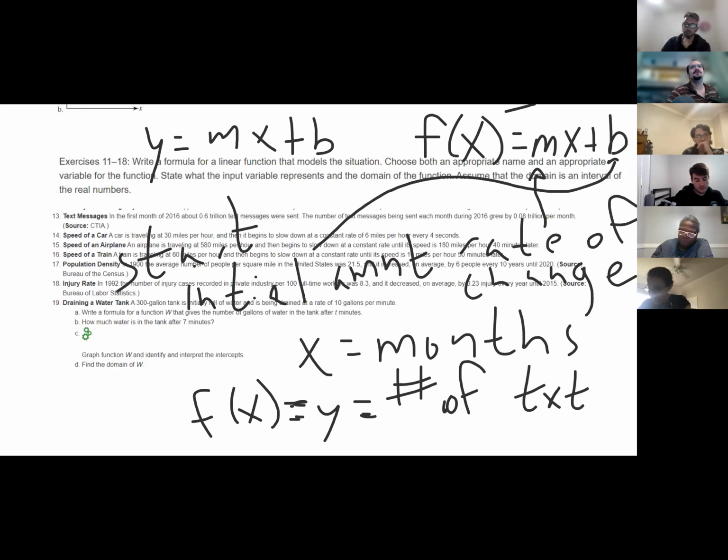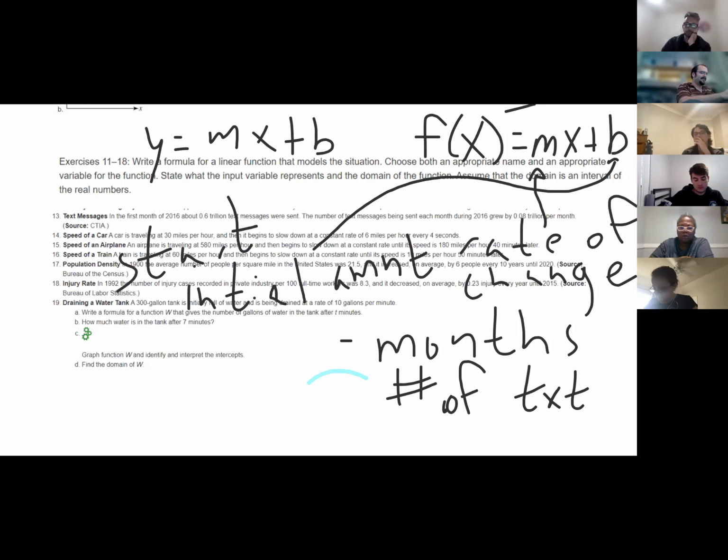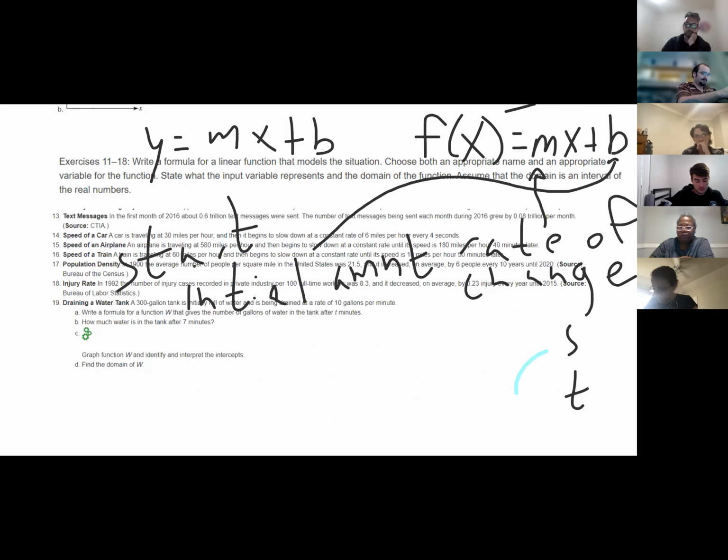So I believe they say we're starting with 0.6 trillion text messages, and then it's growing by the rate of 0.08 trillion per month. So I know I wrote a lot of stuff down. Let me define my variables. So x is number of months. My y or my f of x is the number of texts.